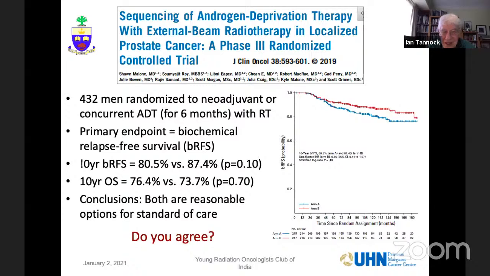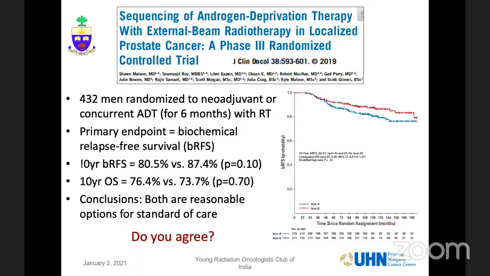And the 10-year biochemical relapse-free survival favored starting the androgen deprivation therapy with radiation and continuing for 4 months after, although it wasn't significant. And there was no significant difference in survival. The conclusion was both are reasonable options for standard of care. The curve on the right shows the biochemical relapse-free survival. The upper curve is for starting the ADT with radiation, and the lower blue curve is for starting it before. So what do you think of this trial?